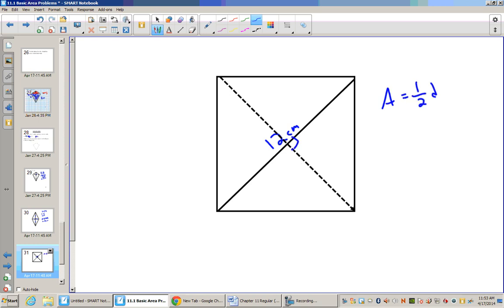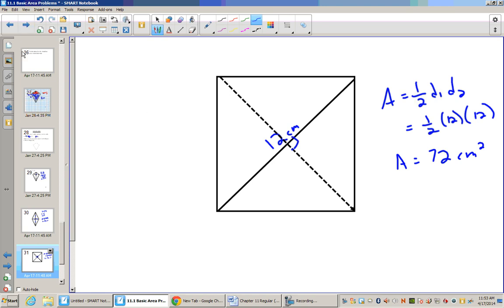Area equals 1/2 diagonal 1 times diagonal 2. So 1/2 12 times 12. So that's 6 times half of 12 is 6. 6 times 12 is 72. So 72 square centimeters is the area of my square. This is how we can get it from a diagonal.